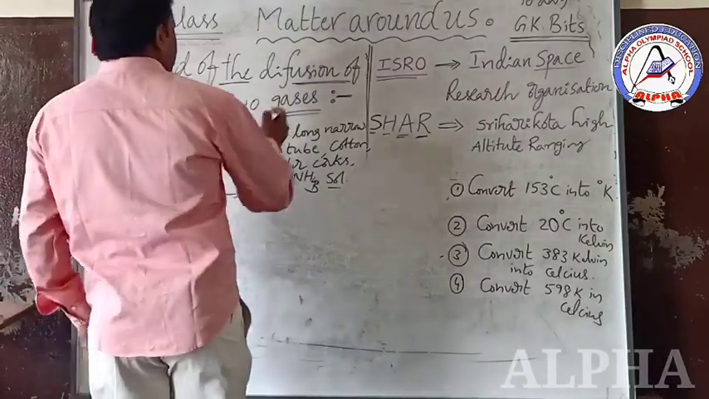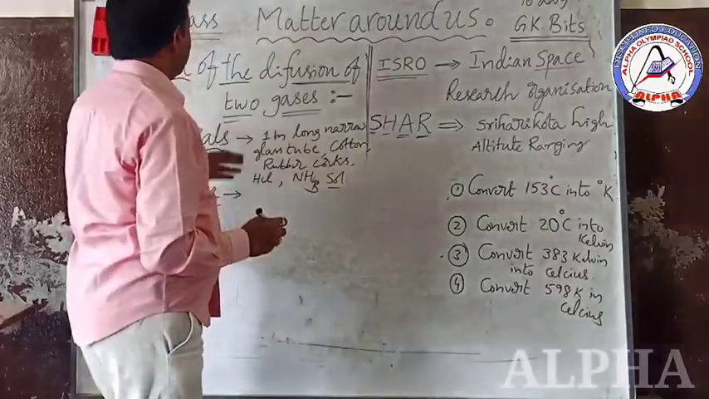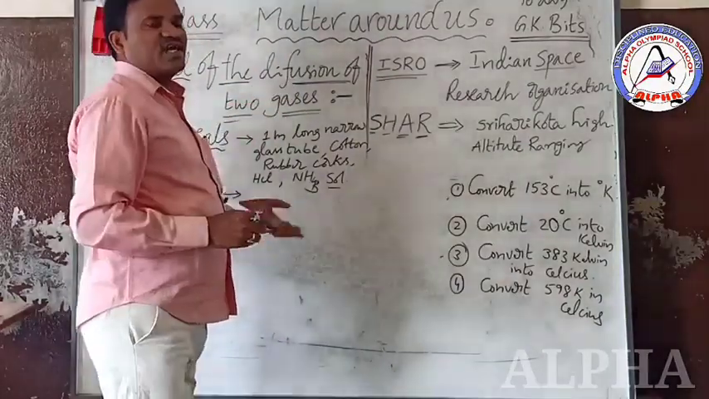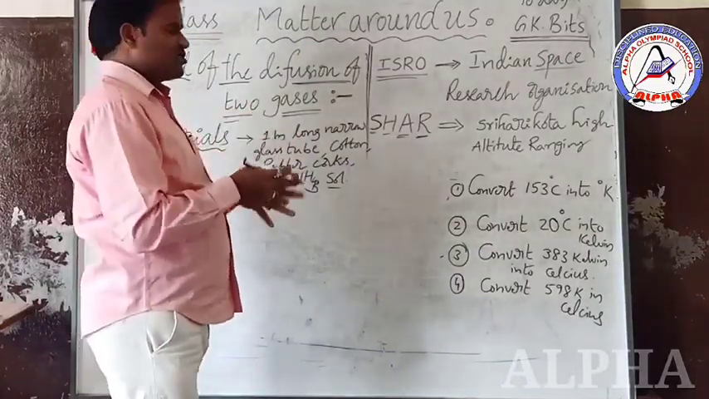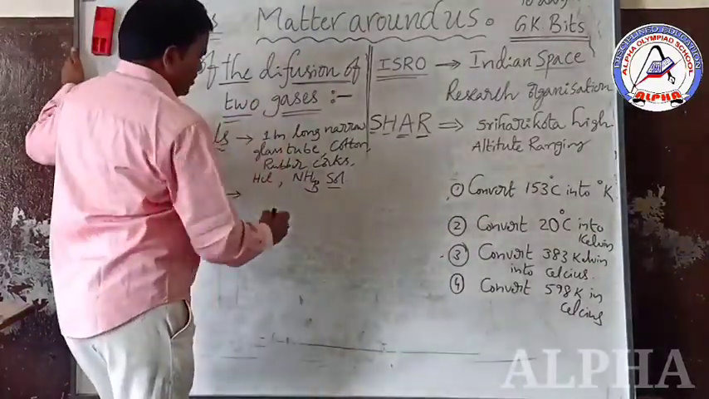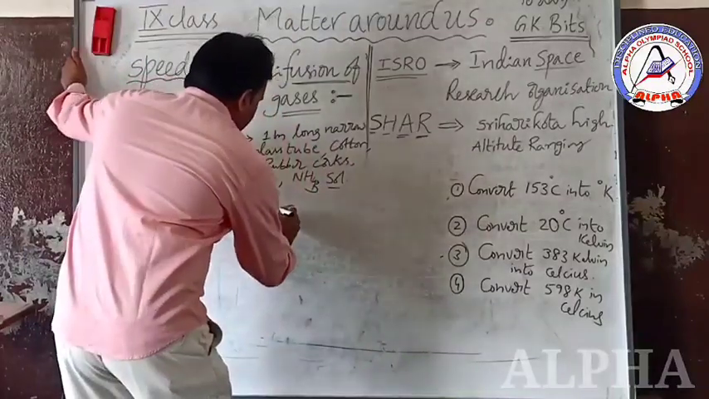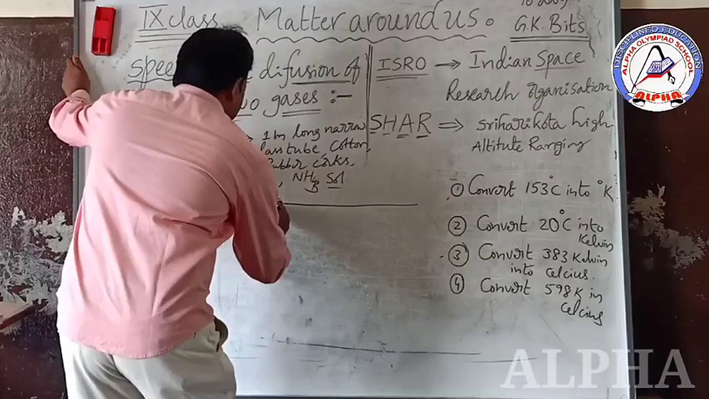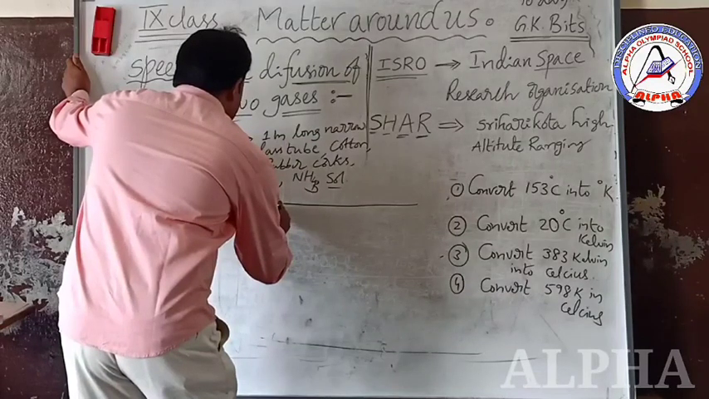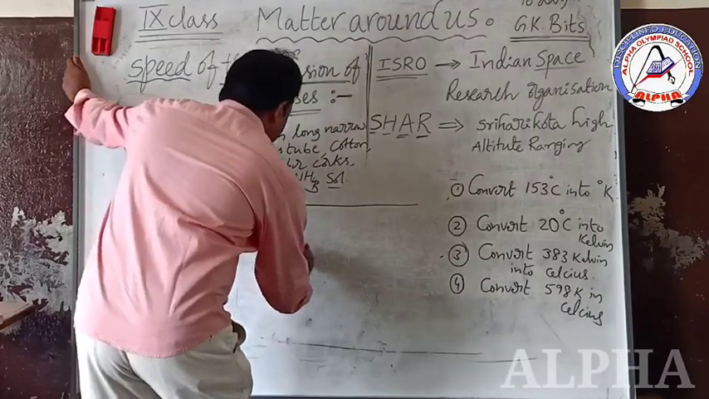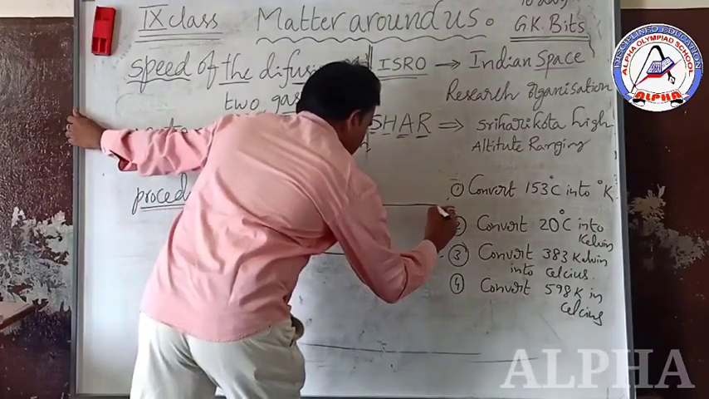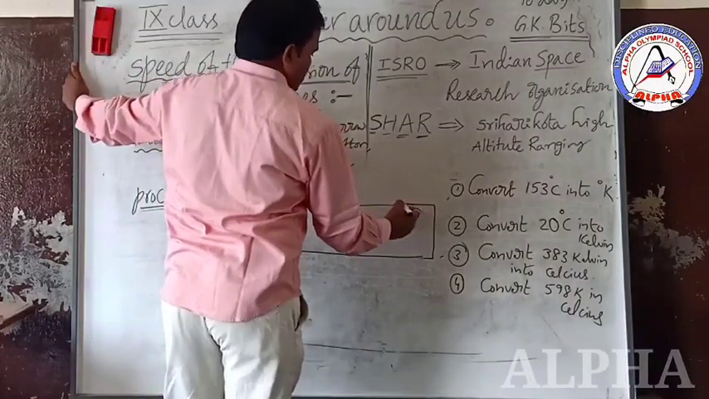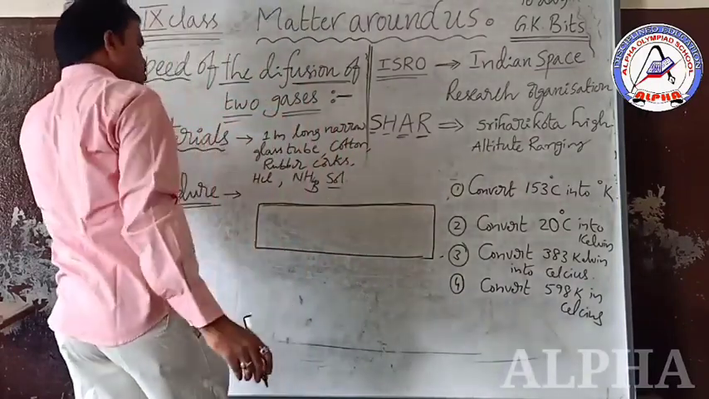Right. For this activity, how can you find out the speed of the diffusion of the two gases? Which gas has diffused faster? For this activity, we take a long narrow glass tube. Imagine this is a long narrow glass tube.